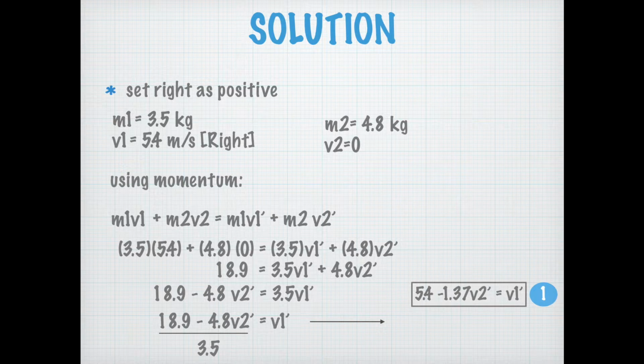To begin our solution, we set right as a positive direction, and we will begin by using the conservation of momentum, using the equation m1v1 plus m2v2 equals m1v1 prime plus m2v2 prime. We sub in all our givens and we get a final equation of 5.4 minus 1.37 v2 prime equals v1 prime. That is equation number 1.